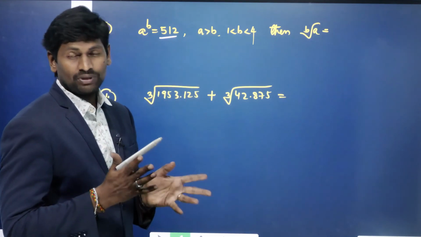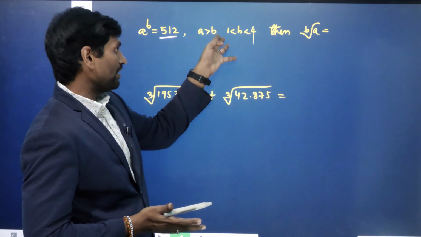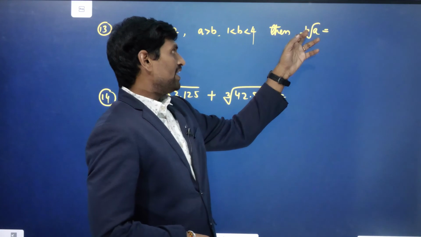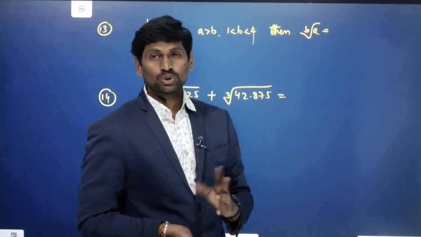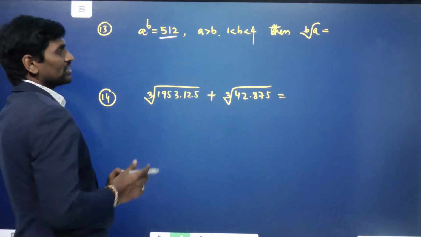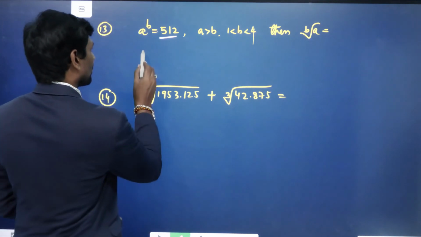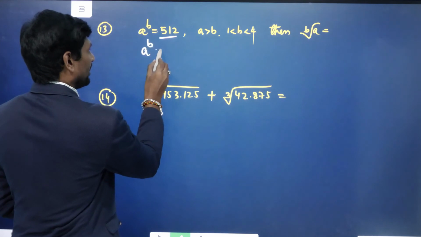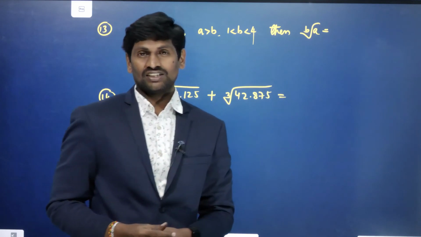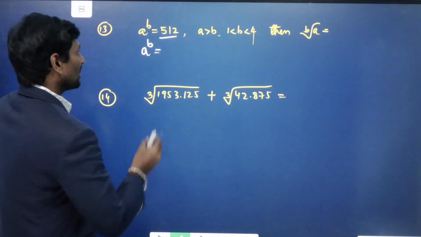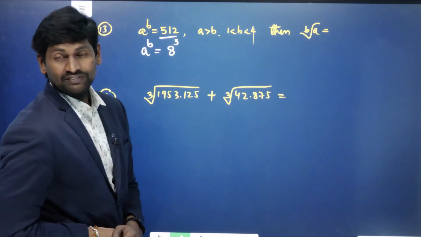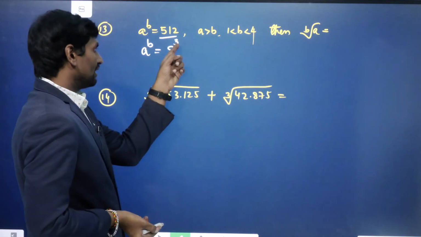A is greater than B. A value is the bigger one, and B value lies between 1 and 4. We need to find B into root over B root A. Okay? Let us find A value by using exponential form. A power B is nothing but 512. While doing the prime factorization, 2 into 2 into 2 like that, 512 is nothing but 8 cube. Then B value is 3.